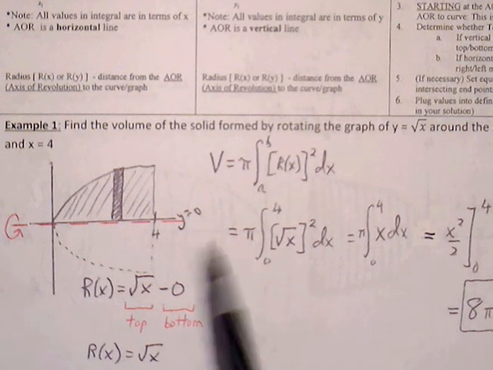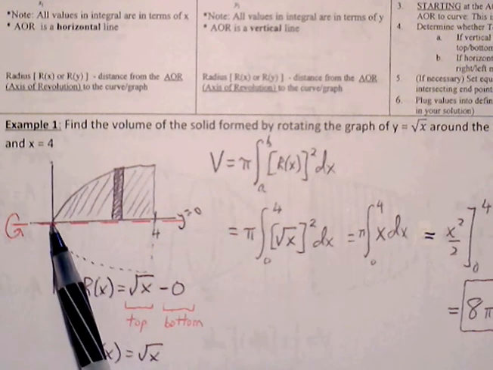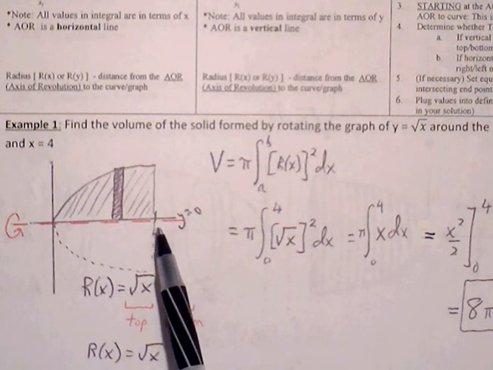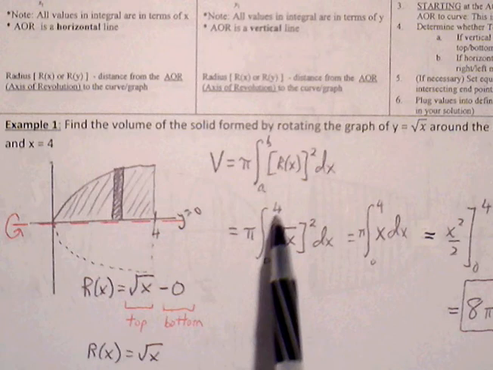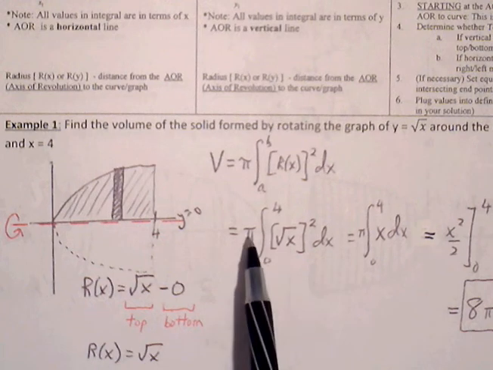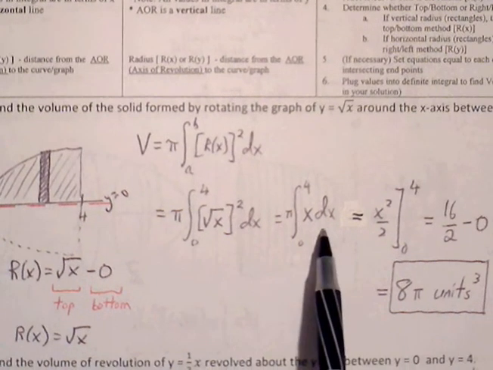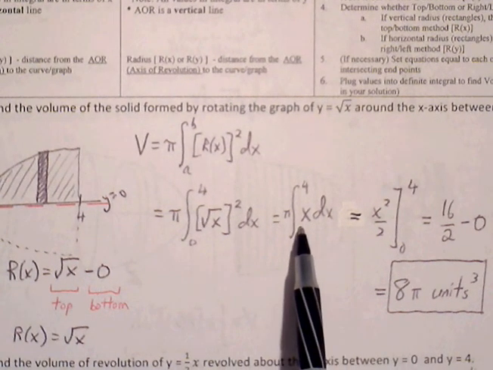And our bounds are from 0 to 4. That we can see from the graph here. This is the furthest left the graph will go, and the furthest right is 4. And everything's in terms of x. Okay. So we have pi big R squared, and we can simplify that to be pi x dx, because the square root and the square will cancel out.